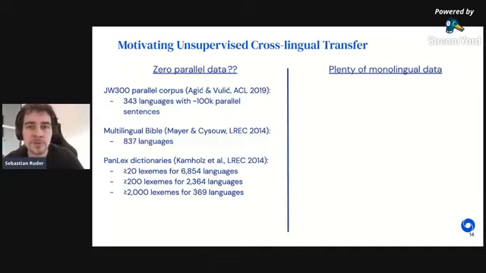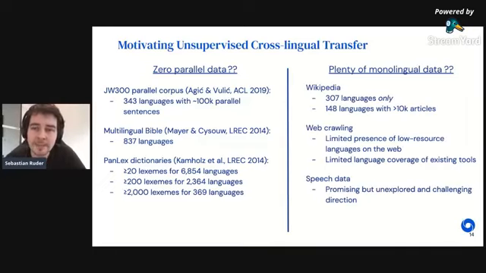And if your language of interest is not covered in that resource, you can also look to the multilingual Bible, which covers even more languages. Albeit it only covers religious text, it can still be valuable in order to bootstrap or to find an initial alignment that will help your algorithm learn its representations in the end. And even if the multilingual Bible is not enough, there are large-scale dictionaries, so lexicons, that give you for a number of words in each language the corresponding translations in other languages. And those can also be a good starting point for learning representations.